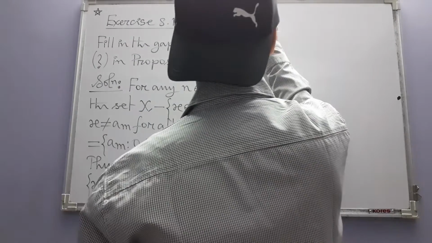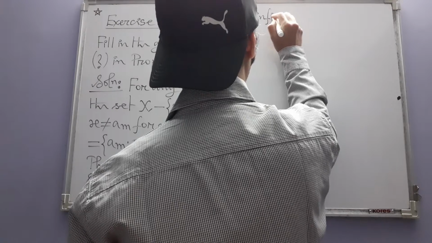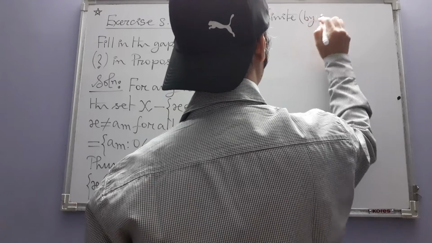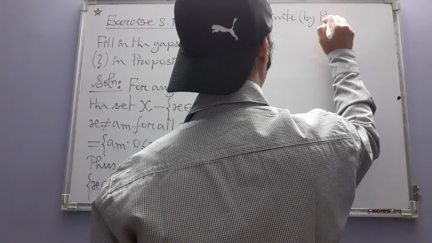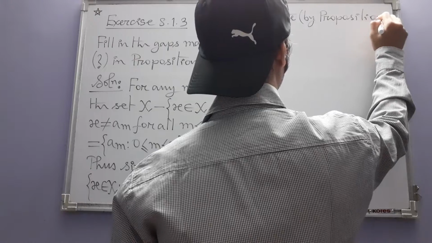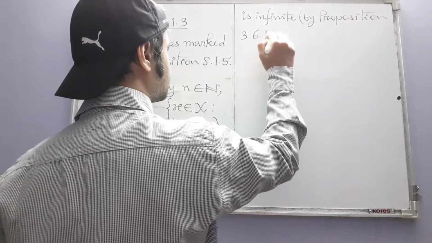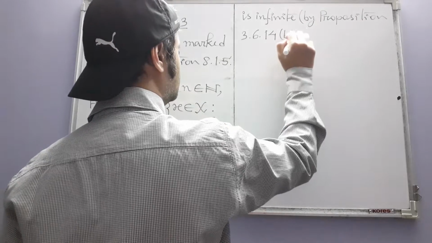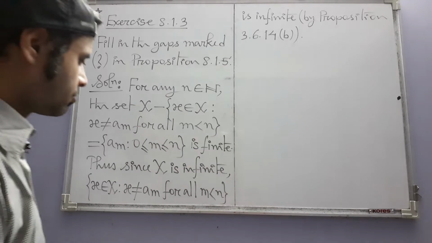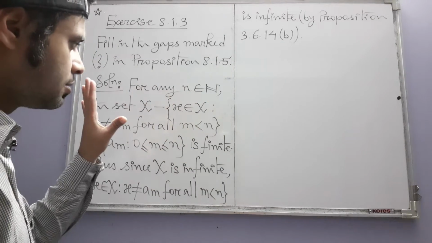This set is infinite. The justification is proposition 3.6.14 part B. Okay, now let's look carefully. The complement of this set is finite.